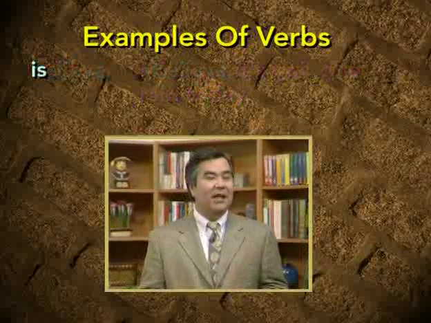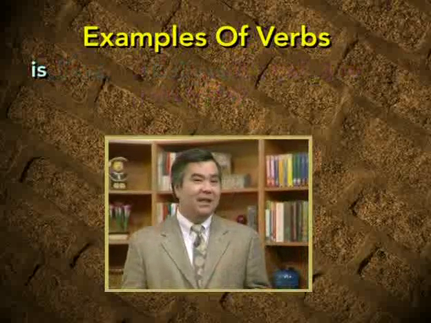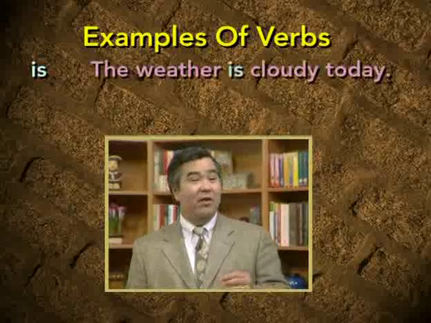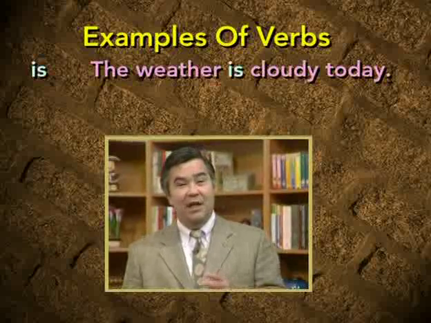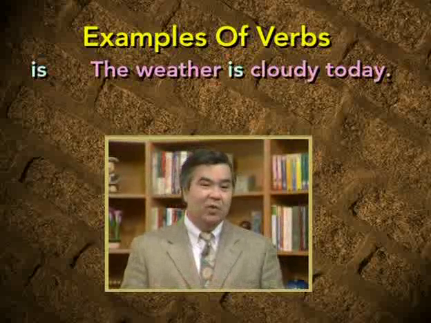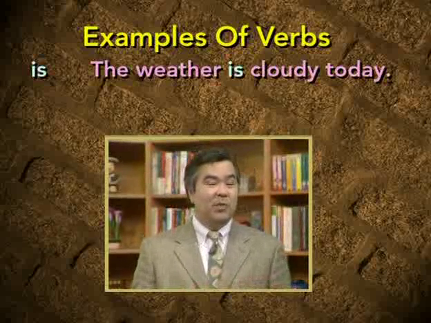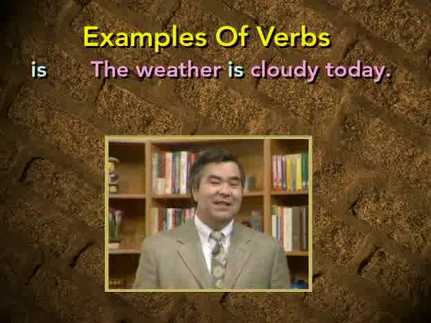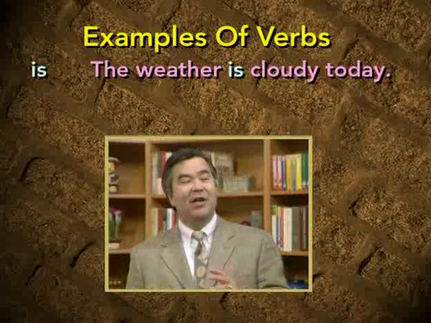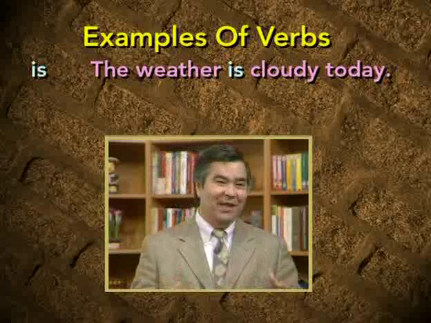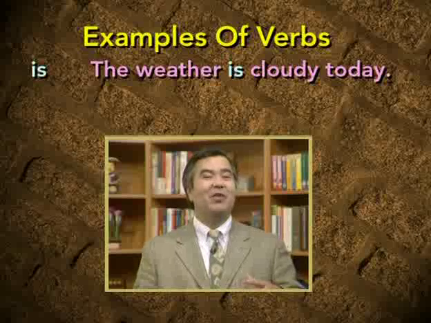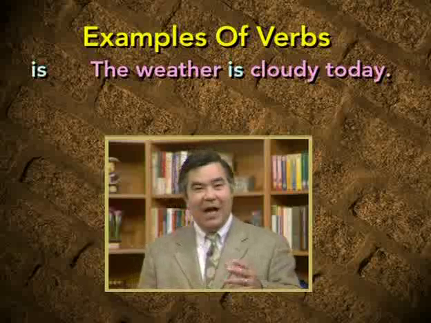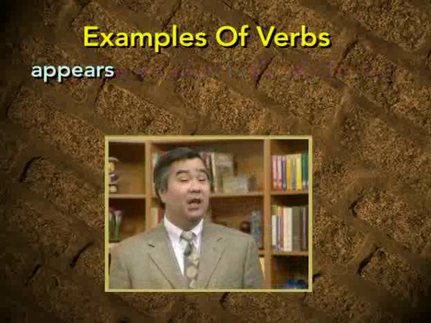How about the verb is? Can you come up with a sentence that uses the verb is? The weather is cloudy today. Here, the verb is linked with the subject weather. Is it expressing an action or a state of being? The verb is expresses a state of being. It isn't telling us something that the weather is doing. Instead, it's telling us something that the weather is. It is cloudy today.